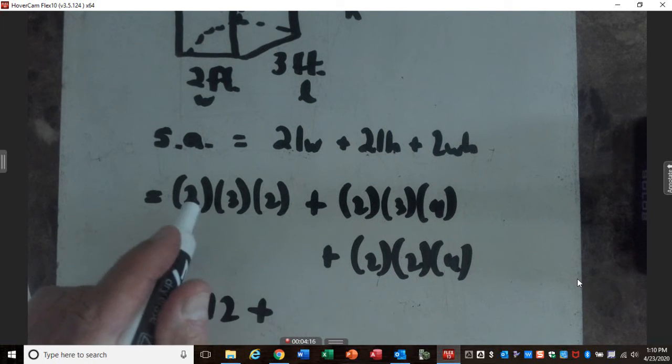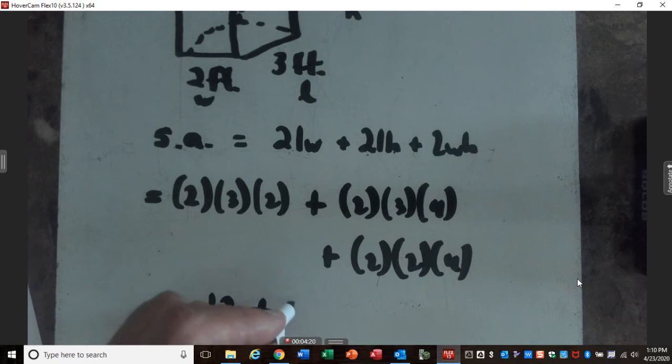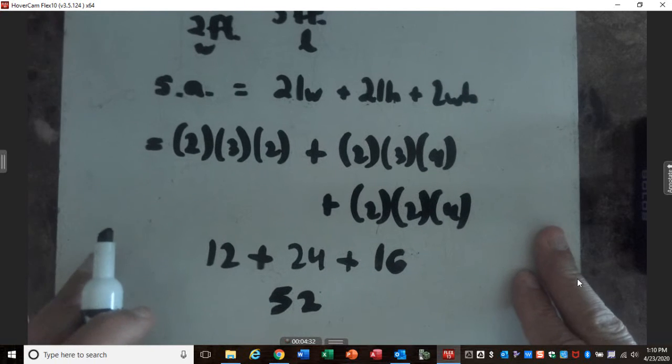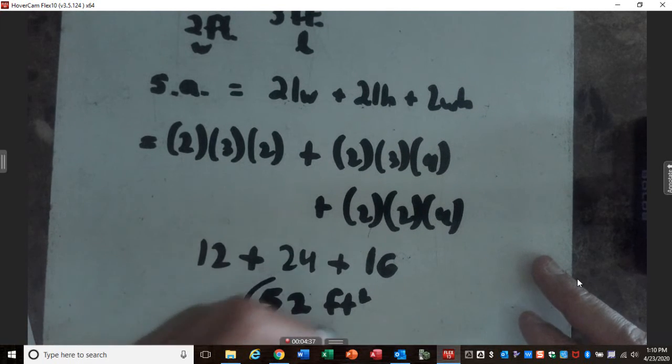So 2 times 3 times 2 is 12, plus 2 times 3 times 4 is 24, plus, then we go 2 times 2 times 4, which is 16. We will add all of these together, and we will get 52. So we'll go 52 square feet, and we're done.